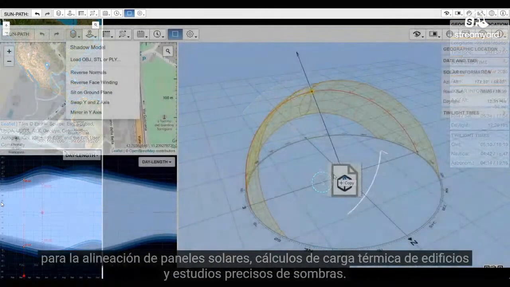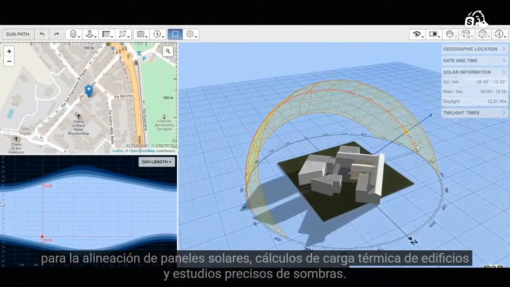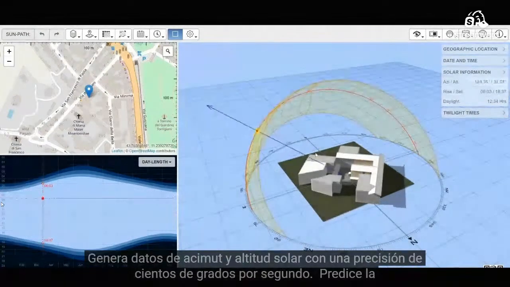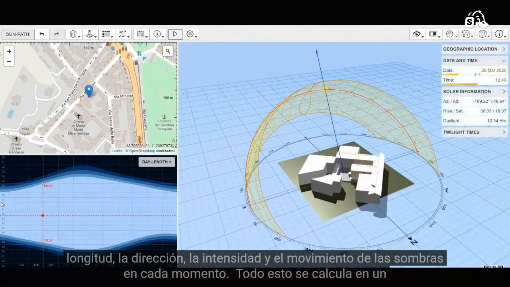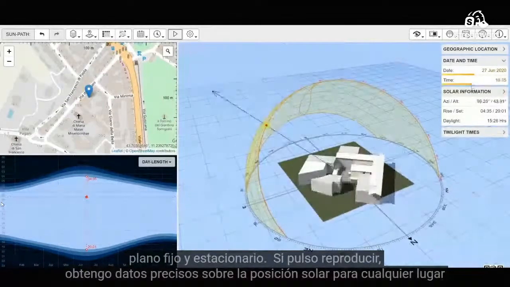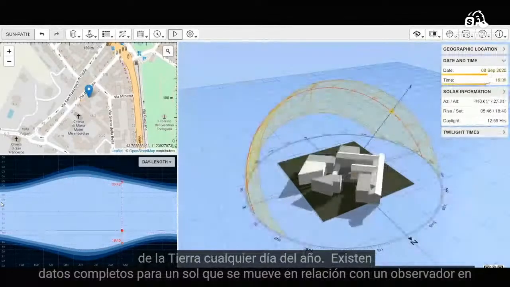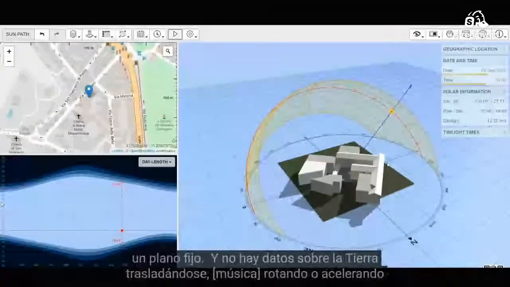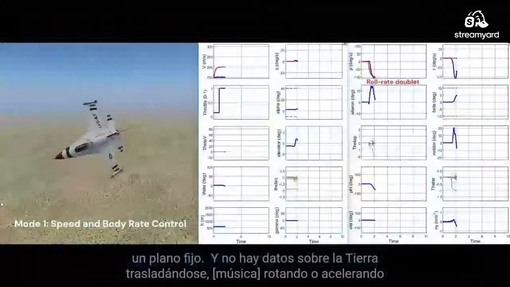It is used for solar panel alignment, building heat load calculations, and precise shadow studies. It outputs solar azimuth and altitude data accurate to hundredths of a degree per second. It predicts shadow length, direction, intensity, and movement at every moment. All of this is calculated on a fixed and stationary plane. If I press play, I get precise solar position data for any location on Earth any day of the year. There is complete data for a sun moving relative to an observer on a fixed plane, and there is zero data for Earth translating, rotating, or accelerating through space.